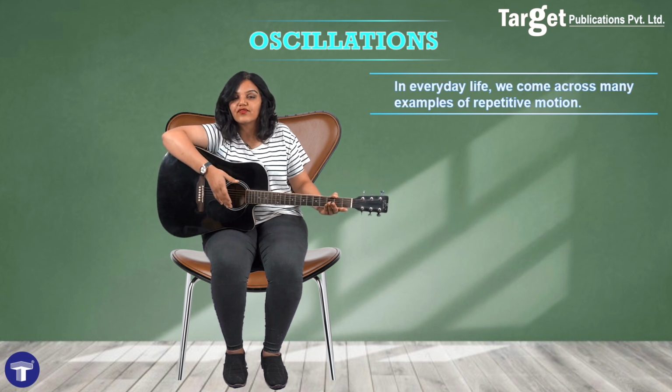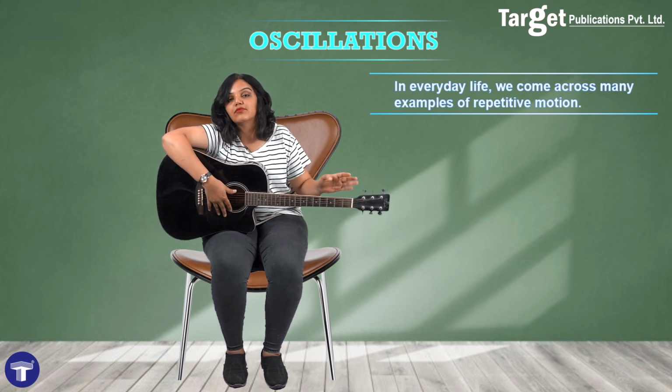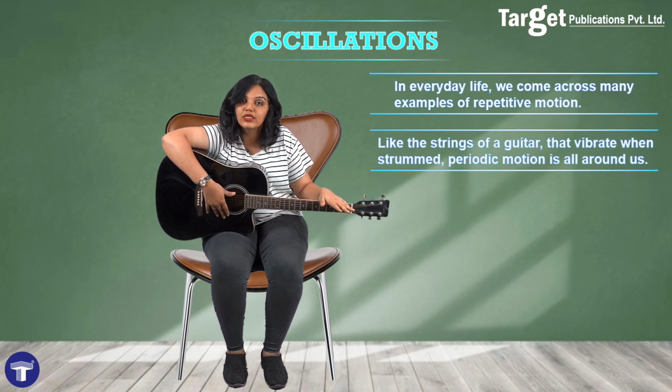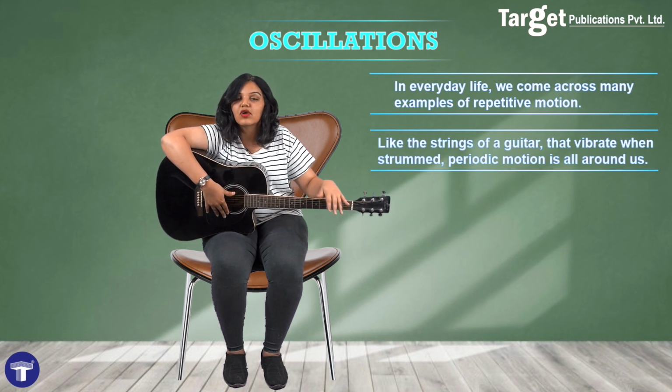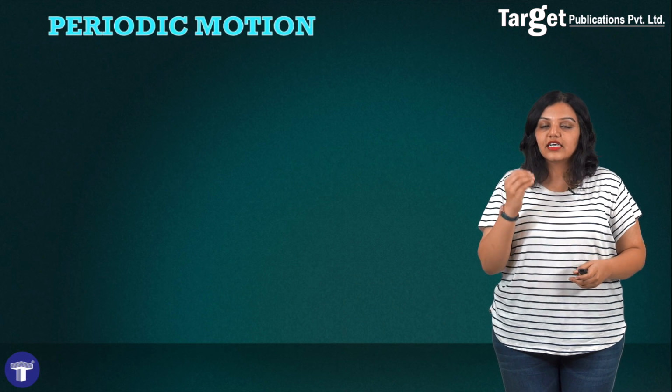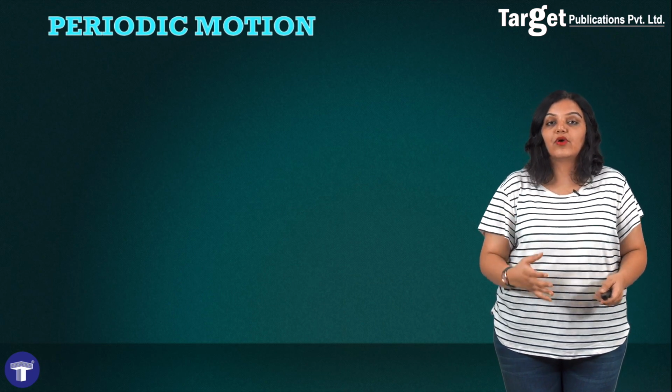In everyday life, there are a large number of repetitive motion examples. And just like the strings of the guitar, they are all known as periodic motion because they take place again and again after a fixed interval of time. So basically, every time a motion repeats itself after a certain interval of time, it is known as periodic motion.